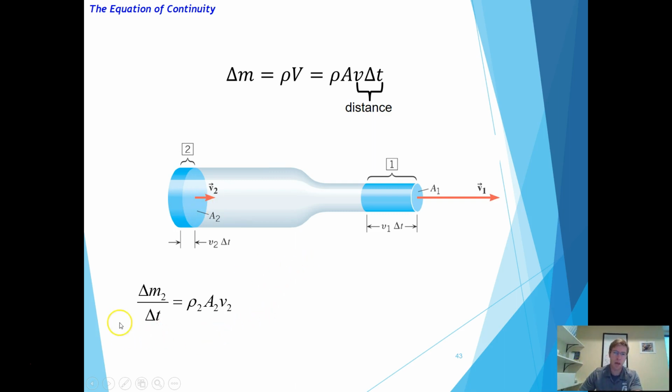And the way that we quantify mass flow rate, as you see up here, change in mass is just density times change in volume, right? Volume is just going to be your cross-sectional area, multiplied by x, the horizontal distance. And the horizontal distance is just your velocity multiplied by your change in time, all of which you see right here. And so if you divide both sides by time, you get the mass flow rate as being equal to the density times area times velocity.